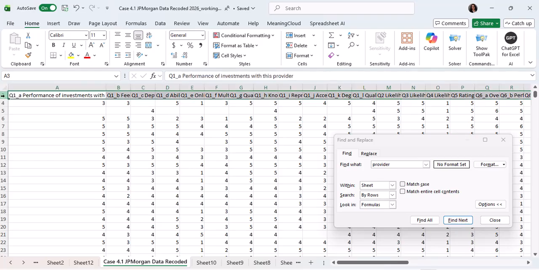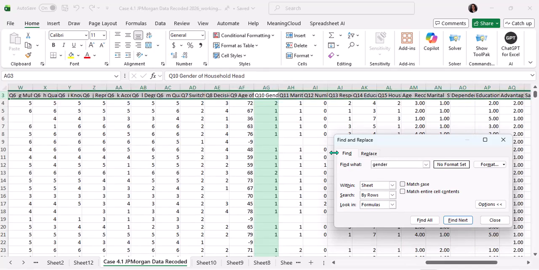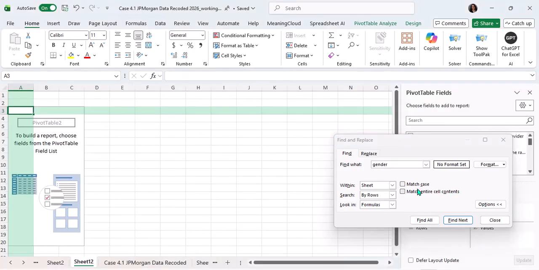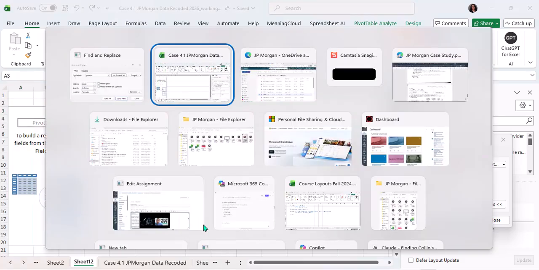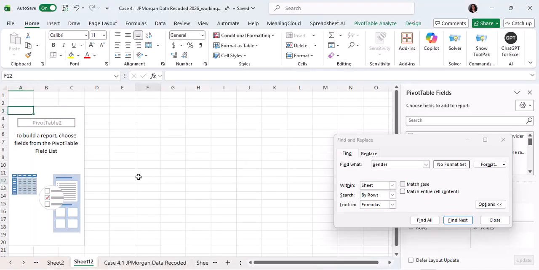We're going to pull in question number 2, likelihood to recommend the primary provider, and we count that. Let's make sure it's counting. Value field settings, and we get summing, so we change it to count. And then we're also going to look for question number 10, the gender of the head of household. We're going to pull that down. So 1 is males and 2 is females. So it looks like mostly males answered this question.